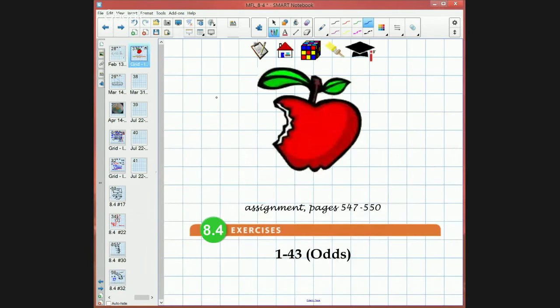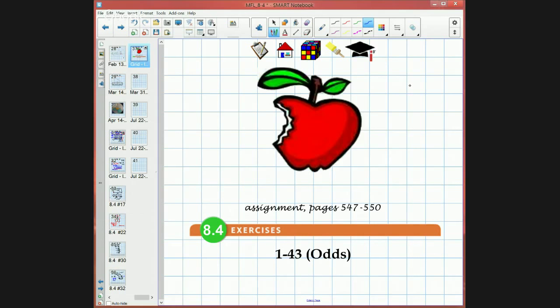So here's the assignment I normally give in class. I'm going to cut that in half again for you guys. So instead of 1 to 43 odds, I will again assign you guys every other odd. So 1, 5, 9, 13. You get the idea. And you don't have to go past 43.